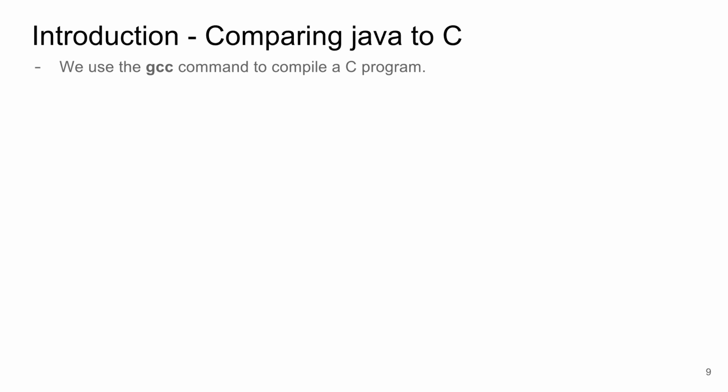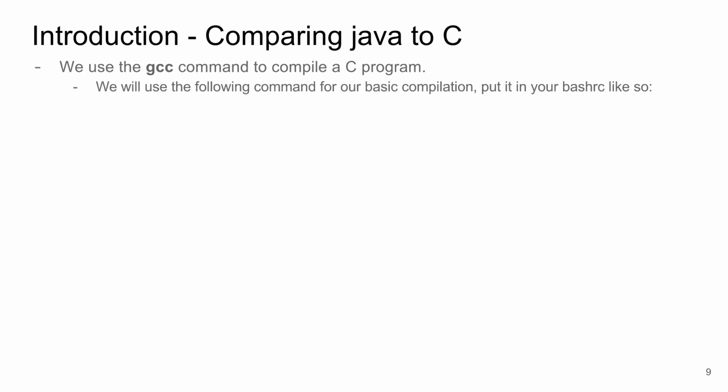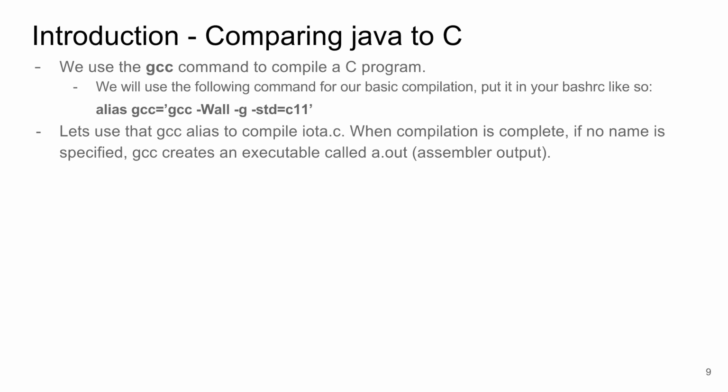So we can use the GCC command to compile a C program, and this is the command for now that we will use to compile all of our C programs. What I would recommend, I don't know if any of you have done this, but I had that little tutorial about setting up your bashrc, is putting this command into your bashrc, so that way you can say GCC and you'll have all these options already attached to it and you won't have to type them out. So let's use that GCC alias to compile iota.c.